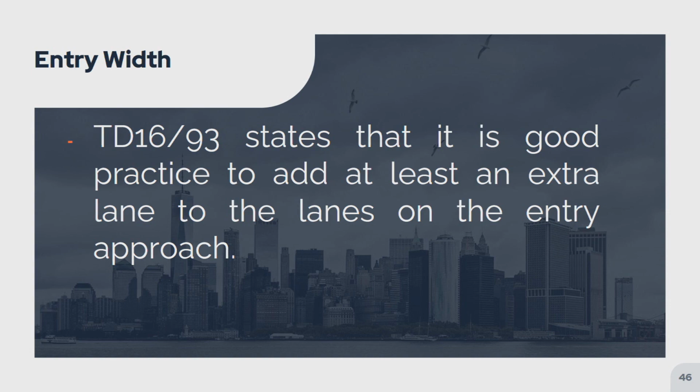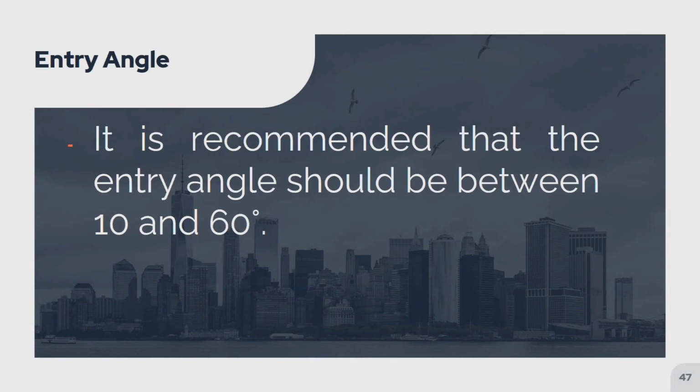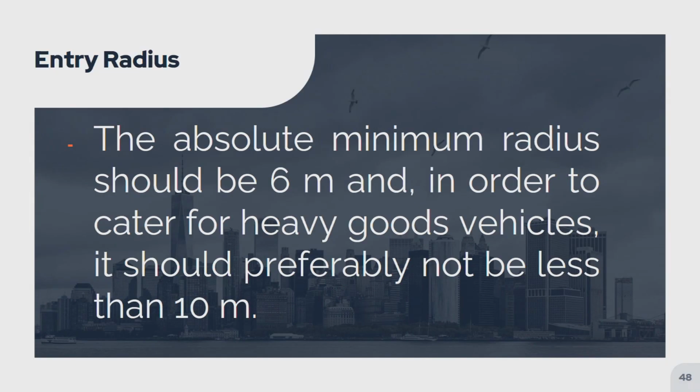The entry angle, it is recommended that the entry angle should be between 10 and 60 degrees. So as the lanes in the roundabout are followed, the right entry angle will prevent traffic congestions. Entry radius. The absolute minimum radius should be 6 meters, and in order to cater for heavy goods vehicles, it should preferably not be less than 10 meters. This is also important so that vehicles, especially those with big trucks, will not have difficulty upon entering the roundabout since there is allotted space for them to maneuver.